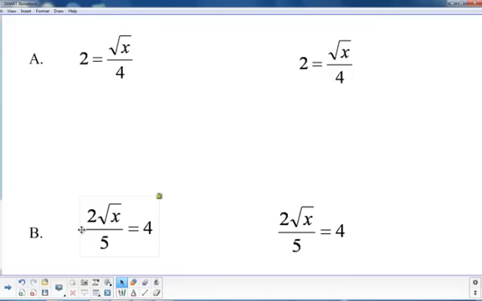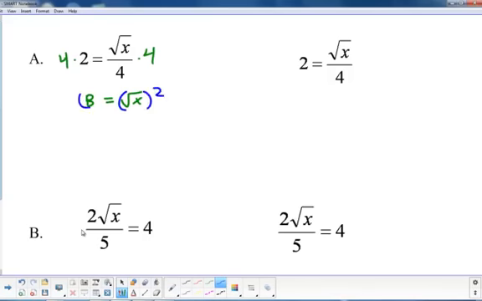So letter A, we're going to multiply both sides by 4 as our first step. So the square root of x equals 8. And then square both sides. So x is 64.